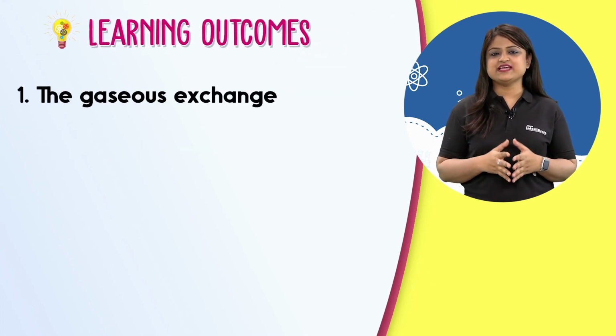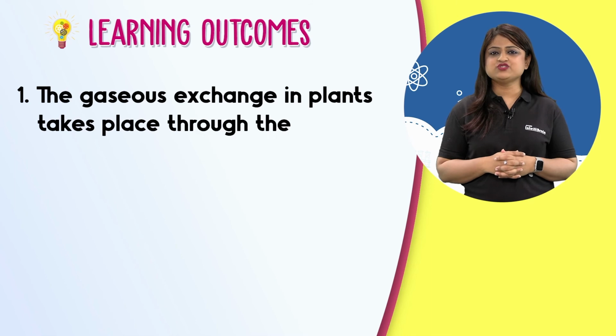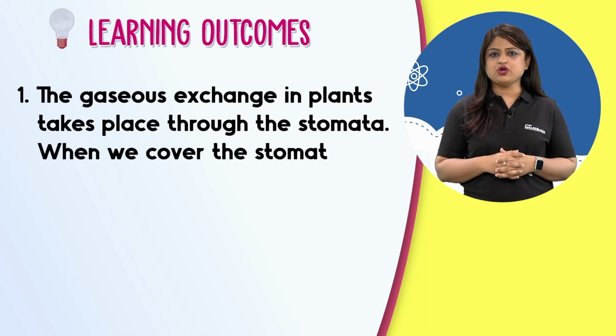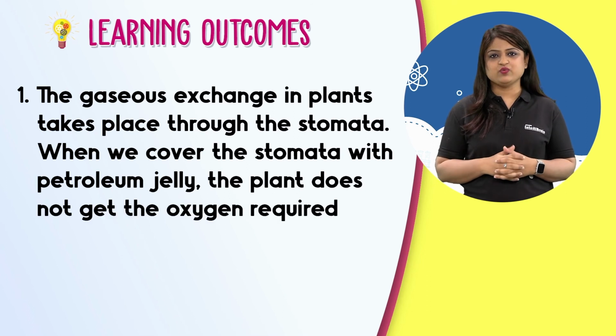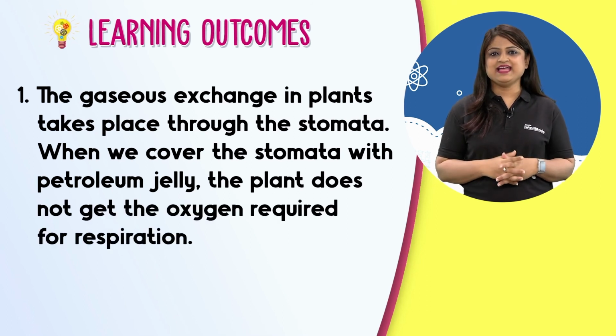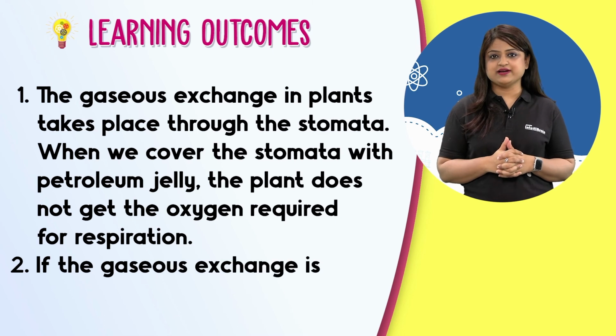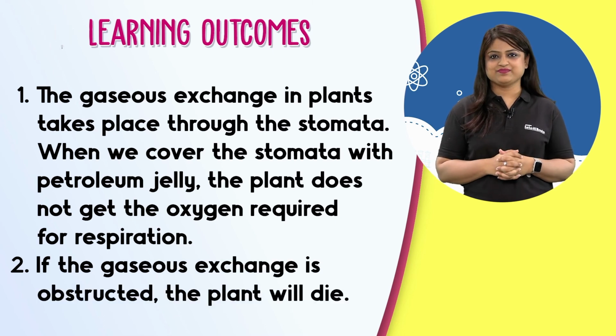The gaseous exchange in plants takes place through the stomata. When we cover the stomata with petroleum jelly, the plant does not get the oxygen required for respiration. If the gaseous exchange is obstructed, the plant will die.